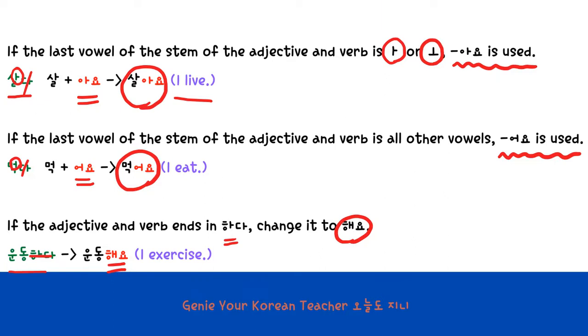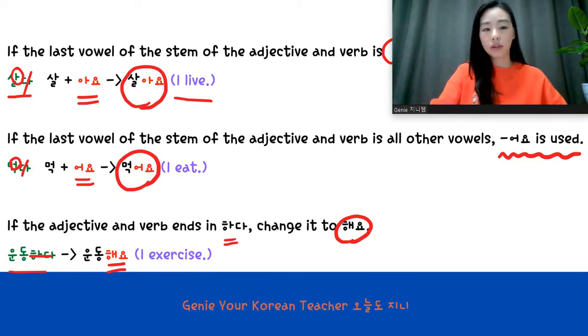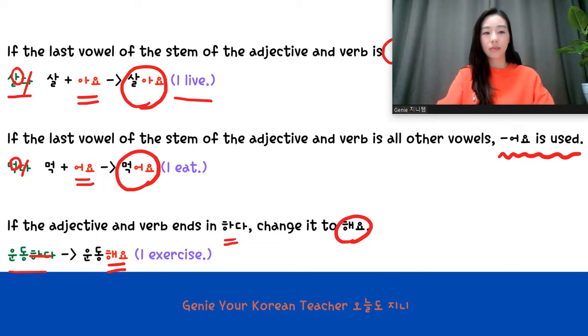Alright, then let's repeat after me. First one is 살아요. 살아요. And then 먹어요. 먹어요. Last one, 운동해요. 운동해요.